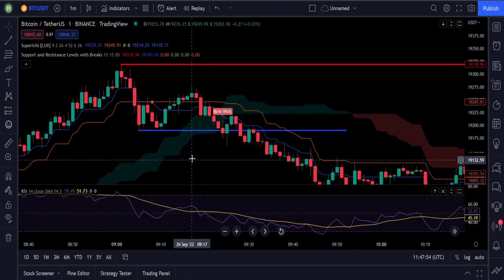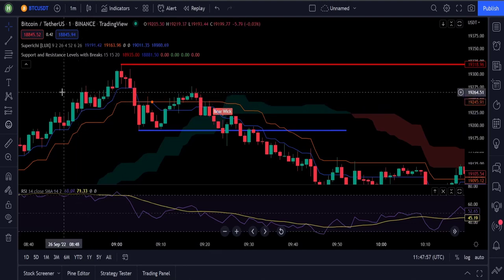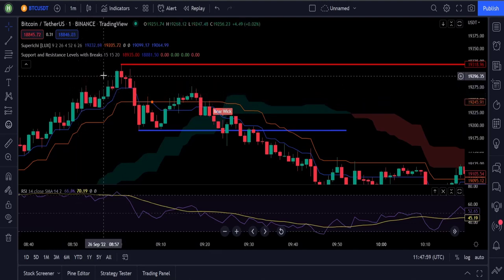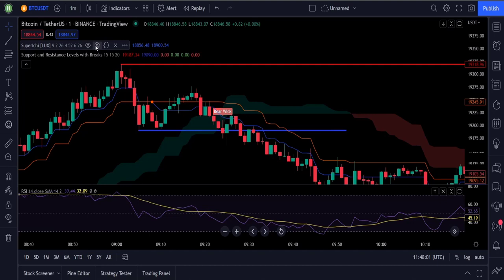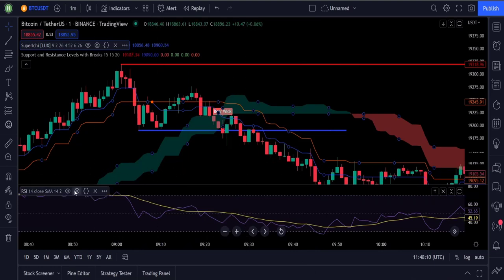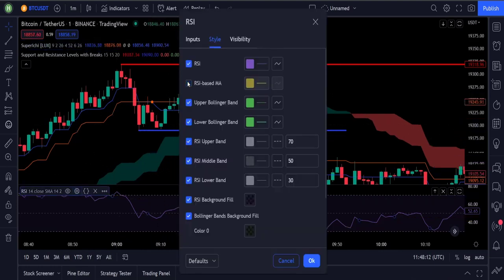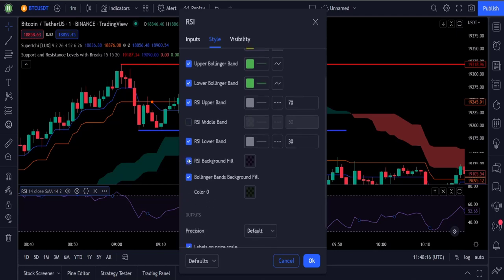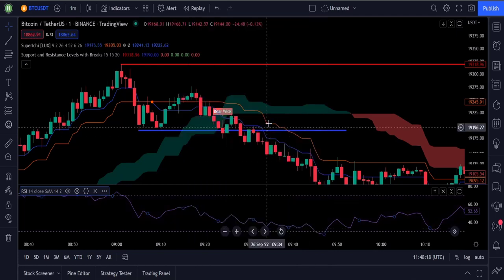Regarding settings, we're not going to change the inputs on any of these indicators. We're just going to change their style. So let's go into the settings for the Super Ichi indicator and make the backgrounds a bit more visible. Now let's access the RSI indicator settings and we'll get rid of the RSI-based MA, the middle level and the RSI background fill. Now our chart is completely set up. So let's get right into it.